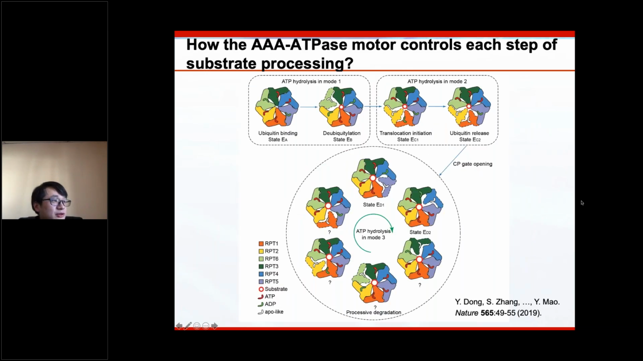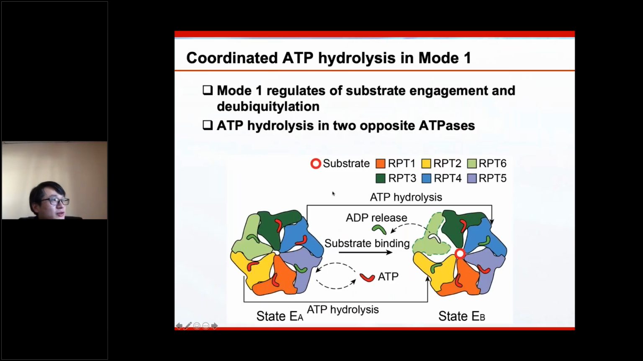So we come back to these 3 modes. Let's go through each mode to look at a little bit more detail. So the first mode is summarized in the current slide, as I just talked about. In the substrate-free state, the AAA-ATPase channel is actually in a closed state, although it's shown in a super-helical arrangement that looks like it's ready to accept the substrate, there's just not enough space.